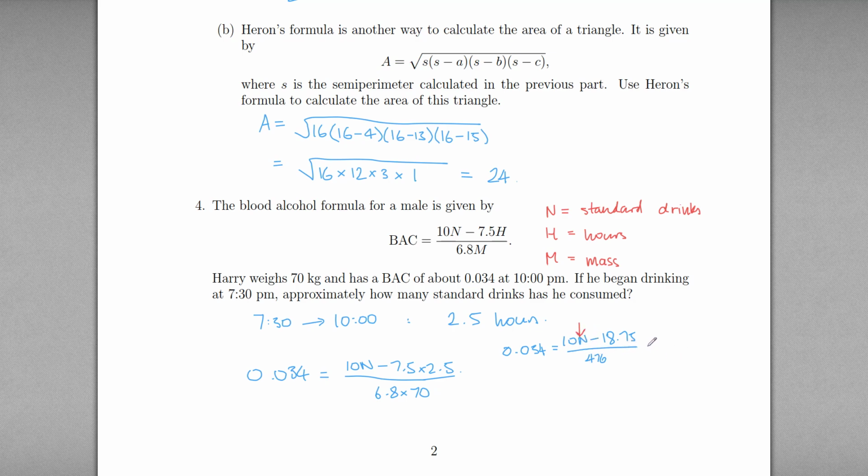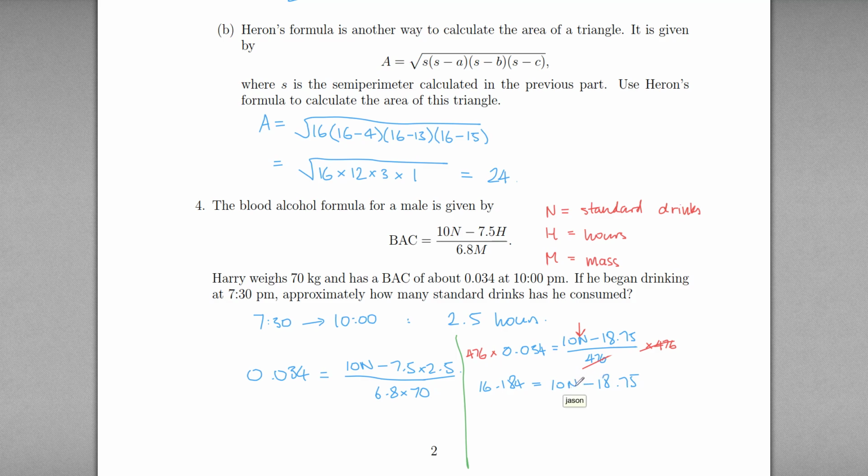Okay, so I better clear the fraction first. So I kill the over 476 by going times 476. Do it to the right, do it to the left as well. Let me make a barrier here just to make sure we clear. So times by 476. On the right hand side, that's going to kill that. On the left hand side, I just got to do the numbers. So I multiply by 0.034. I'm getting 16.184. So 16.184 is equal to 10n minus 18.75.